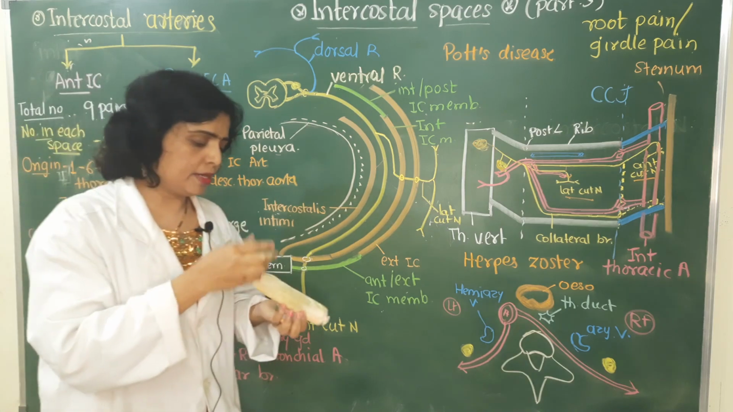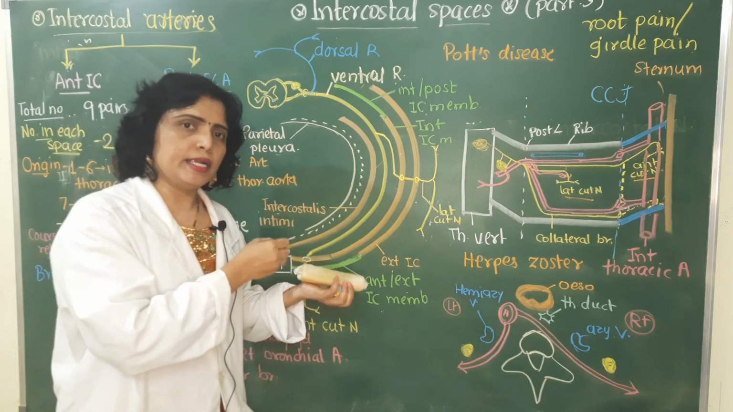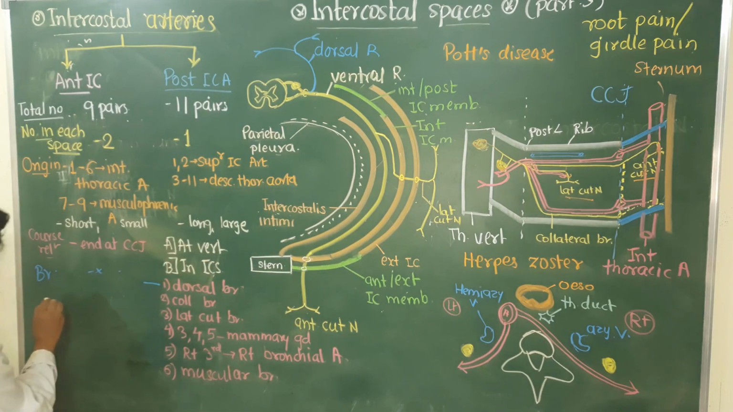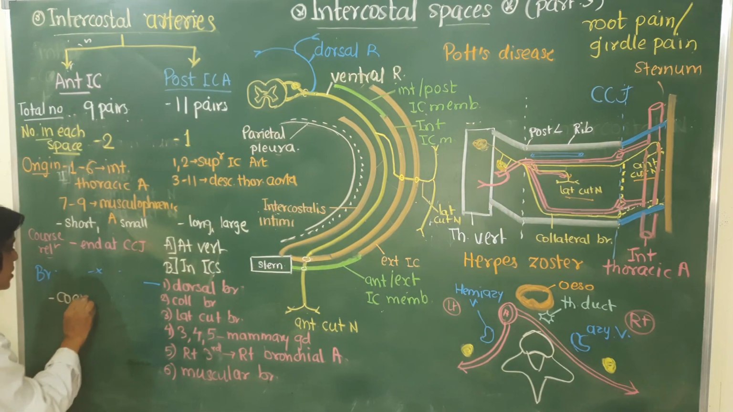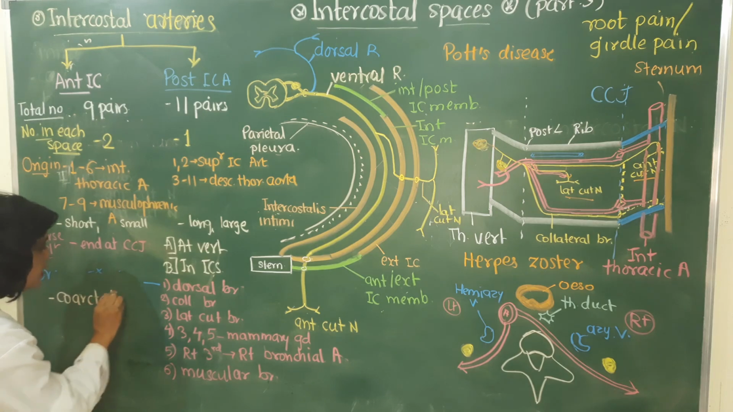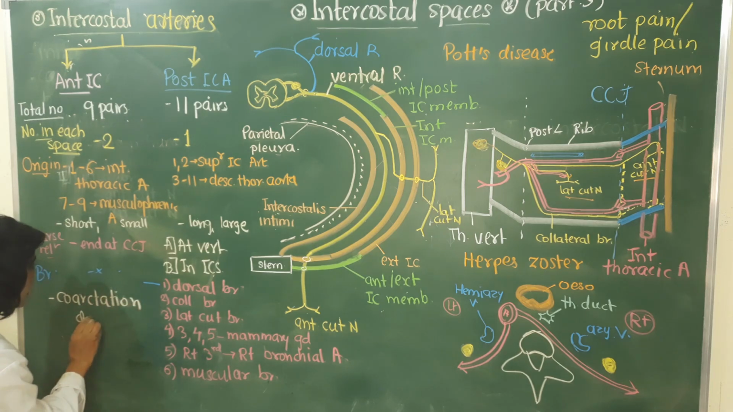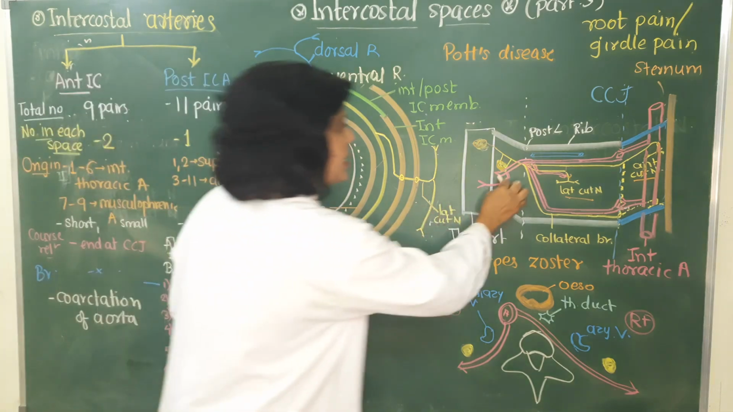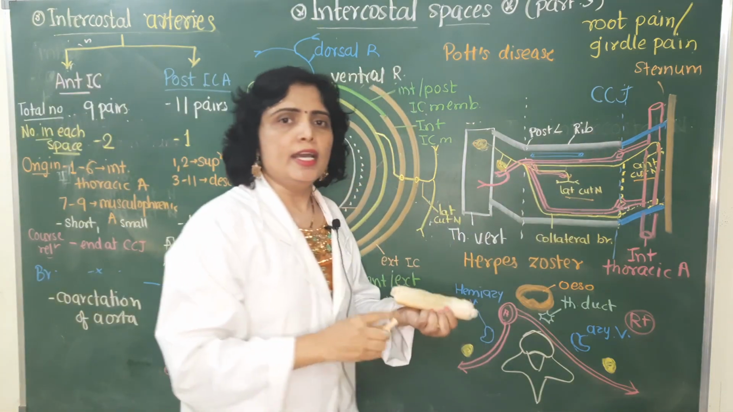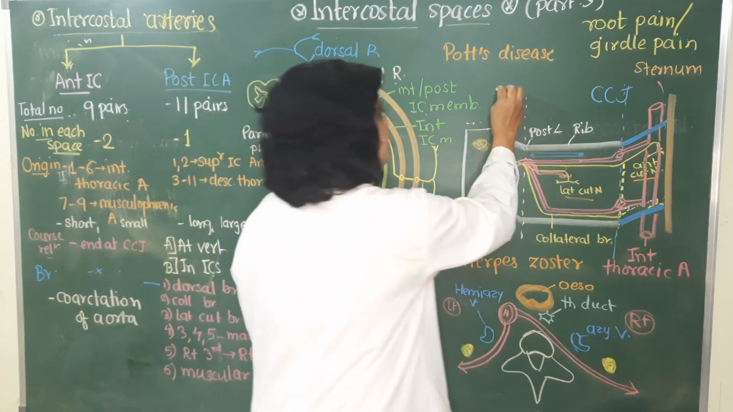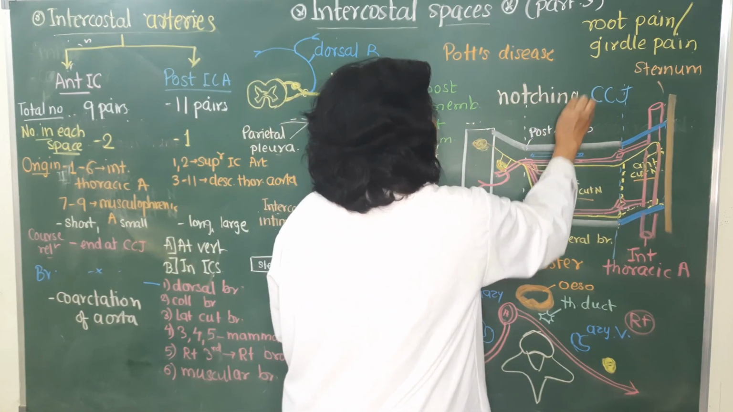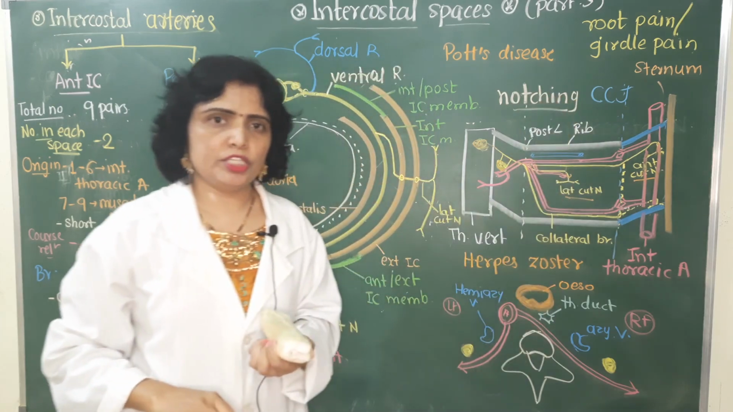So that is about the branches, and lastly we will see the applied aspect of this artery. First, in coarctation of the aorta, the aorta is constricted. At that time these posterior intercostal arteries are very much enlarged and cause notching of the rib. So the costal groove is very deep, called notching of the rib.